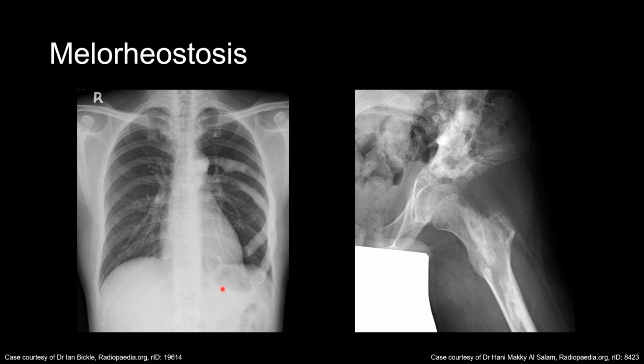Here are some examples. So here it's affecting a couple of ribs, and you have kind of that dripping candle wax type appearance along with the sclerosis, so it looks kind of more dense. And then in this femur, the femoral neck and diaphysis, you have some of those thickened, kind of candle wax type appearances.